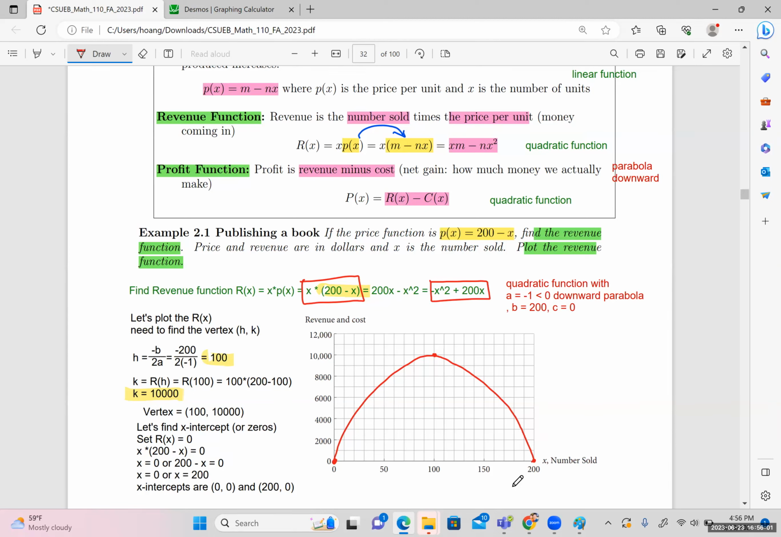Keep in mind that we have a parabola opening downward with the vertex 100 comma 10,000, and the two x-intercepts are 0 and 200. So that will be the case for the revenue function.